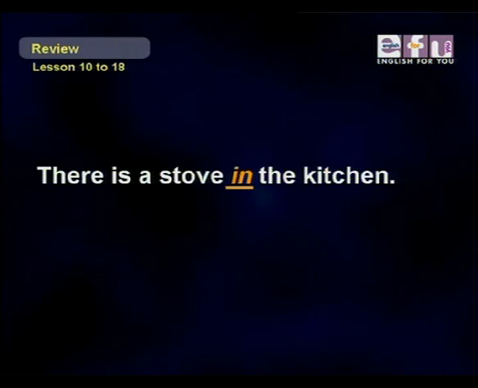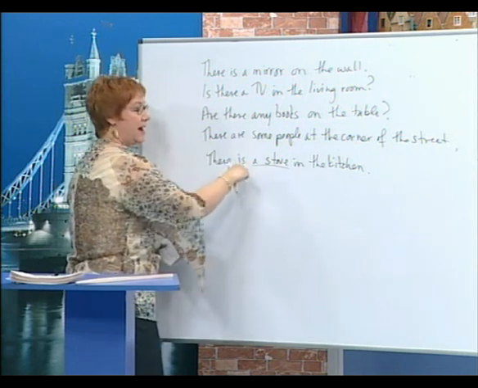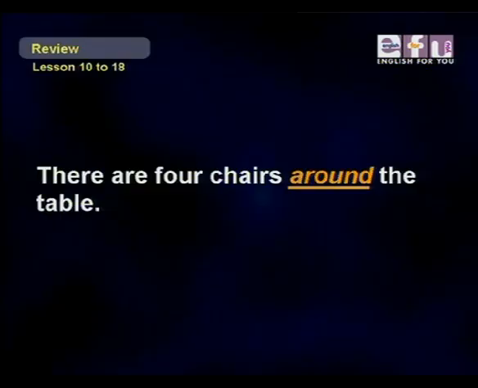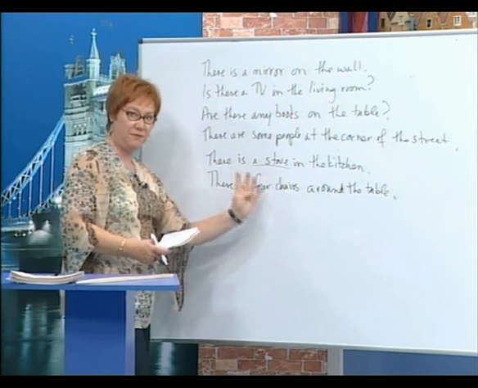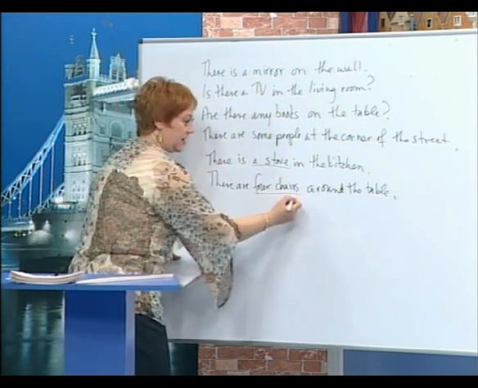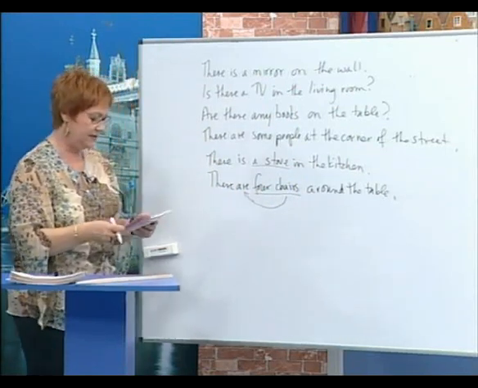There is a stove in the kitchen. There is one, only one. So we look back to make it is. There is a stove. There are four chairs around the table. So this is plural because you have four chairs. So we look back to have are. So chairs are. Okay? So remember this about there is and there are.